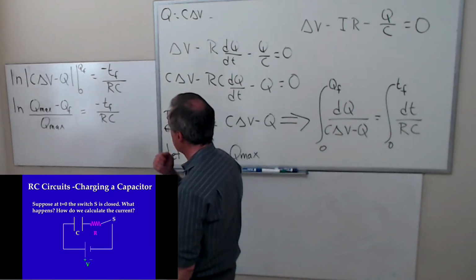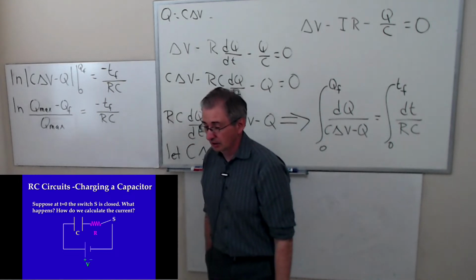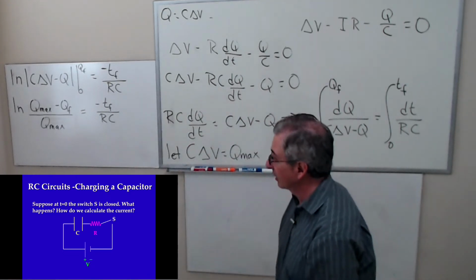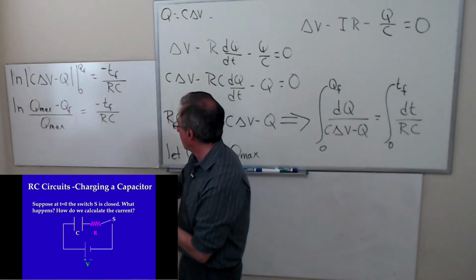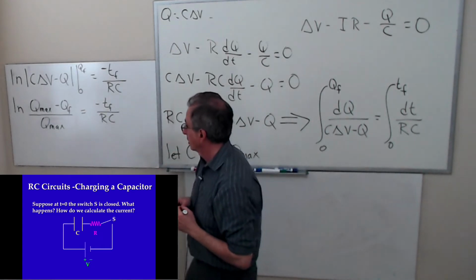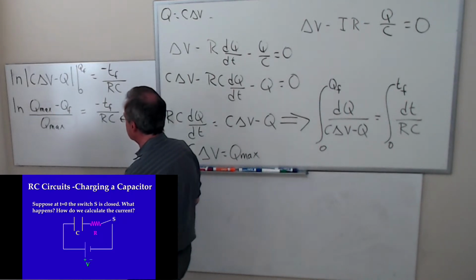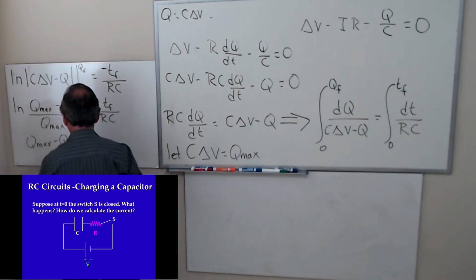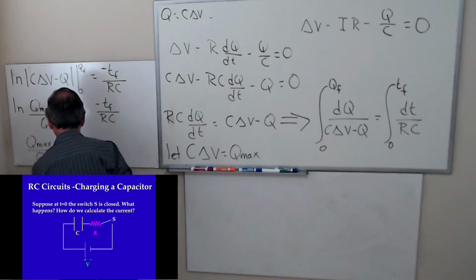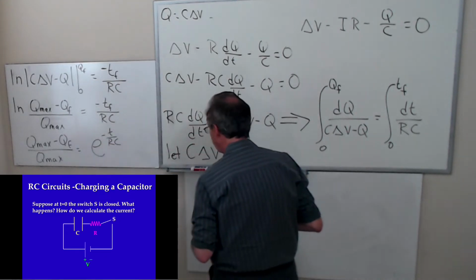What's my next step? Wait, isn't Q final equivalent to Q max? Or is Q final just at some intermediate time? Well, it's at some intermediate time. It doesn't have to be at the final time. Okay, it can be any time. And I'm going to get rid of these subscripts in a minute. I'm going to exponentiate both sides. Yeah, so I'm going to get, and then I'll get Q max.